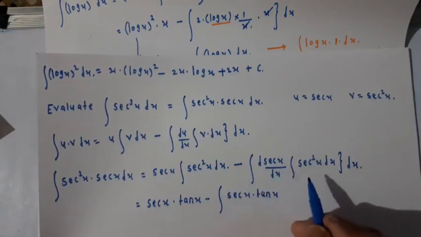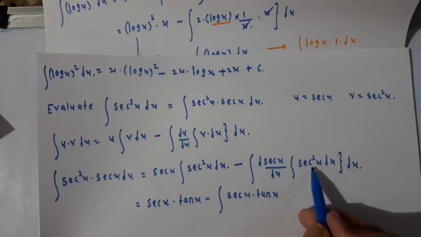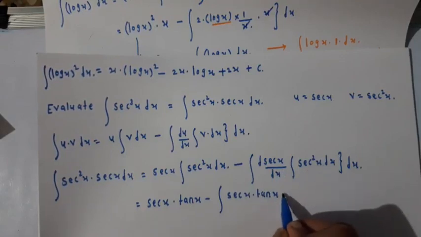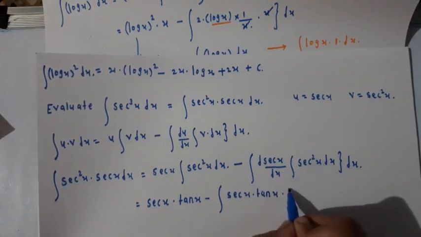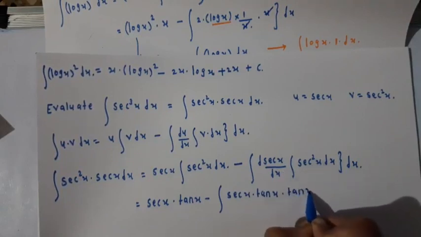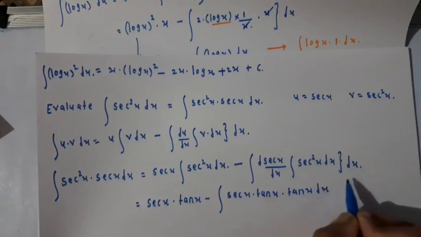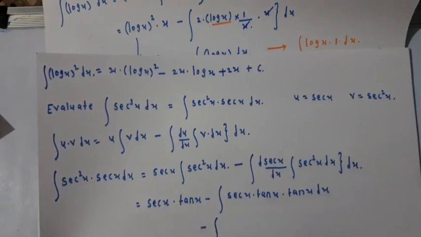We know the formula: the integration of sec square x is tan x. So sec x times tan x, and the whole with respect to x, minus the integration of sec x into tan square of x with respect to x.